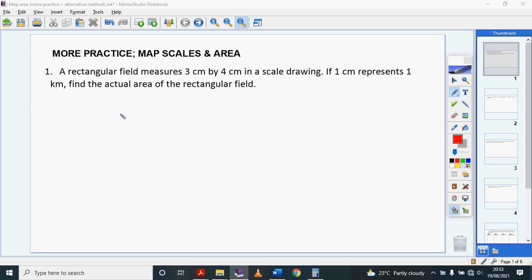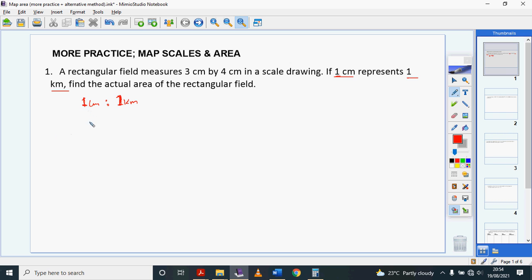what we did was to first find the linear scale factor or the map scale. And in this question, it says 1 centimeter represents 1 kilometer. So the map scale is 1 centimeter to 1 kilometer. And as I was saying earlier, today I want to show you a new method, hopefully simpler for you. But if you still want to stick to the old one, that's fine.